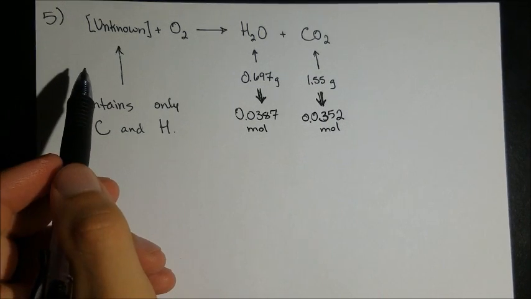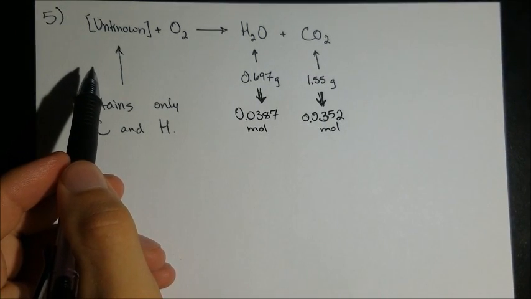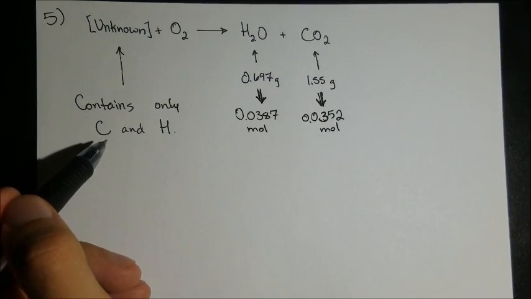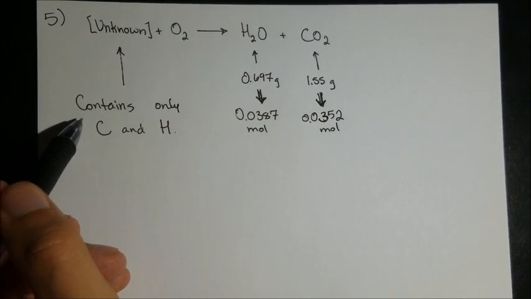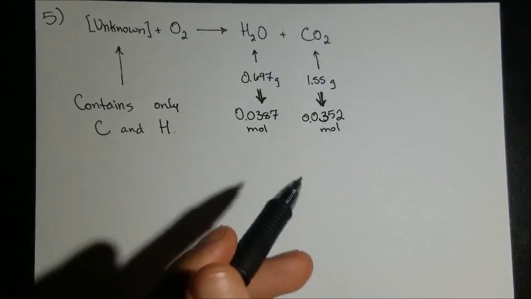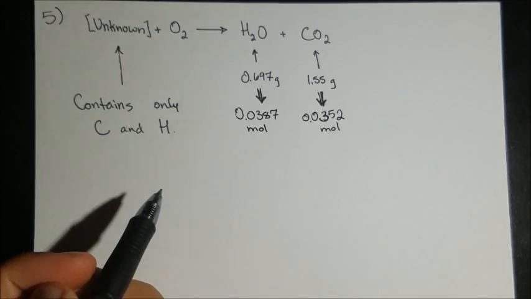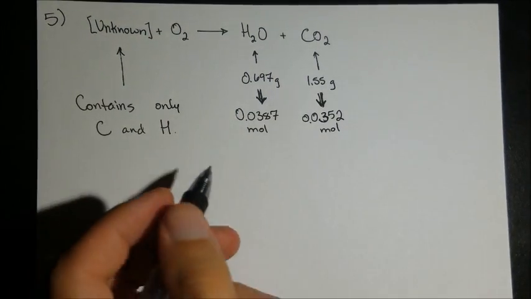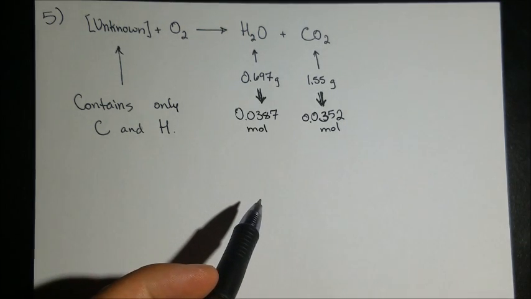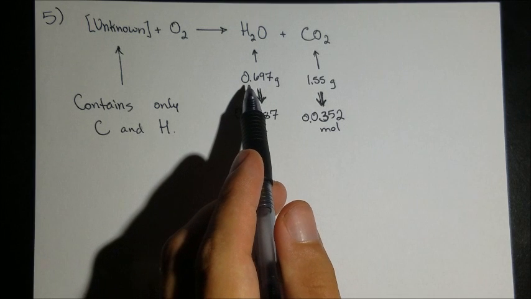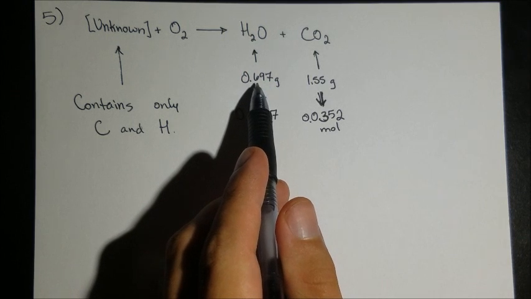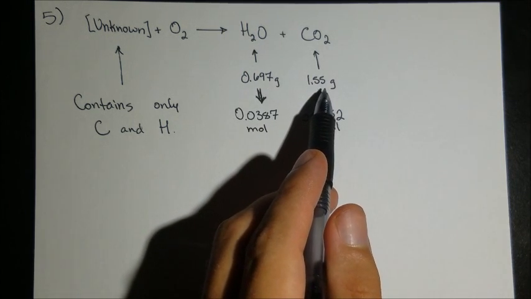Number 5 involves a combustion analysis of an unknown hydrocarbon. So here's our unknown hydrocarbon, and by hydrocarbon what we mean is that the unknown molecule contains only carbon and hydrogen. And when we combust this molecule, we produce some water and some CO2. You notice I'm not worrying about balancing the equation, because we're more concerned about the actual quantities of CO2 and water that we make. So the problem gives us 0.697 grams of water and 1.55 grams of CO2.